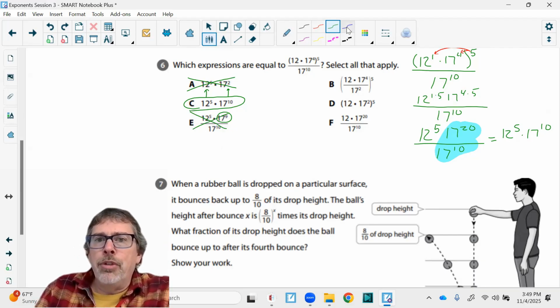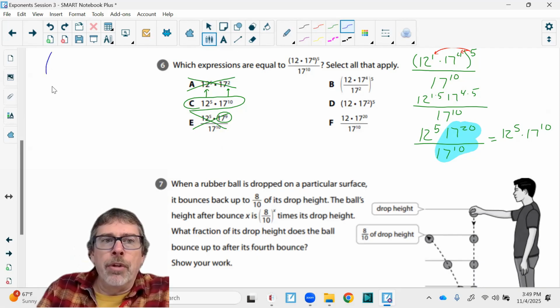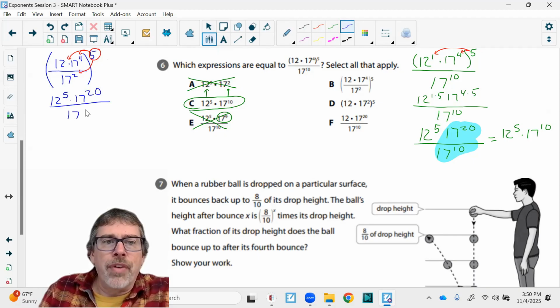Okay, now I'm going to do B over here. Notice the parentheses are in the numerator and denominator. The whole fraction's inside, and it's 12 times 17 to the 4th power, all to the 5th power, over 17 squared. Well, if I distribute this 5 here, here, and here now because of the parentheses, then I will get 12 to the 5th times 17 to the 4 times 5, which is 20, over 17 to the 2 times 5, which is 10. Okay.